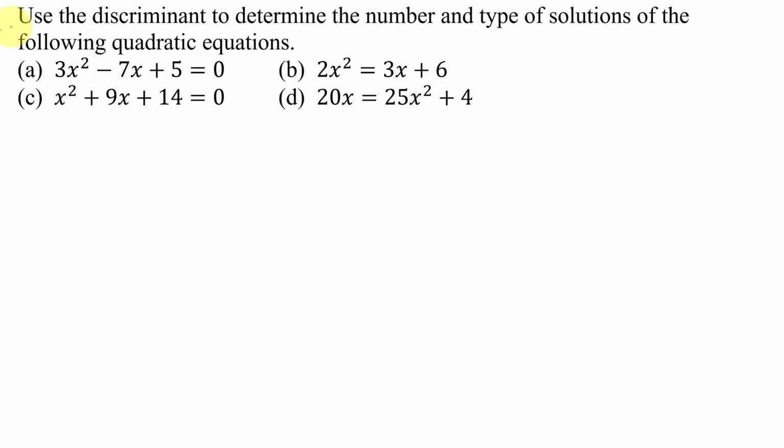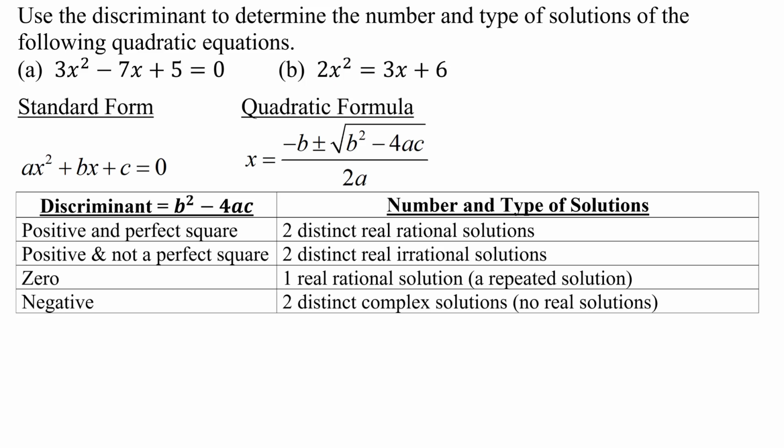In this example, I need to use the discriminant to determine the number and type of solutions of the following quadratic equations. And here I have 4 quadratic equations. So quickly reviewing, when solving a quadratic equation by factoring or using the quadratic formula, I need the equation written in standard form. That means everything on one side written in descending order, 0 on the other.